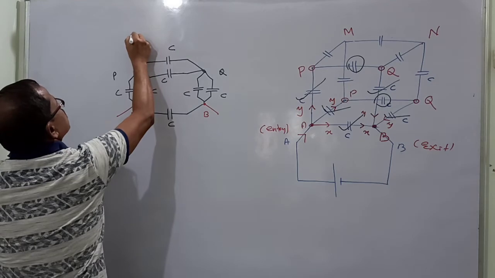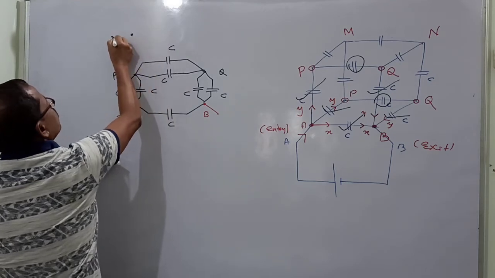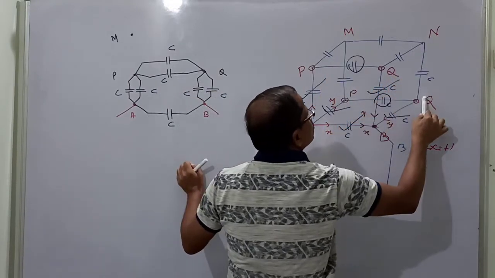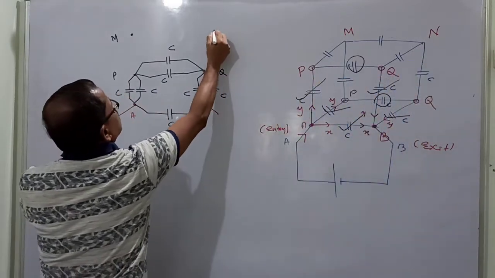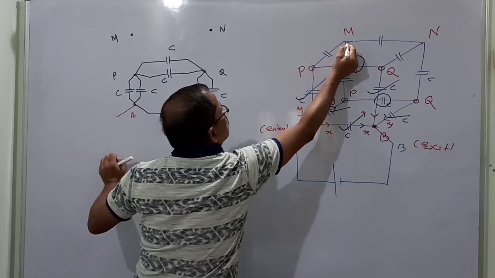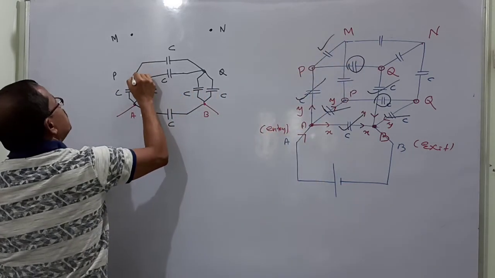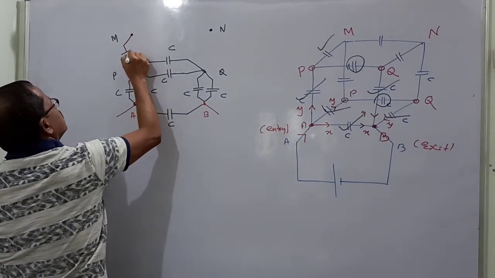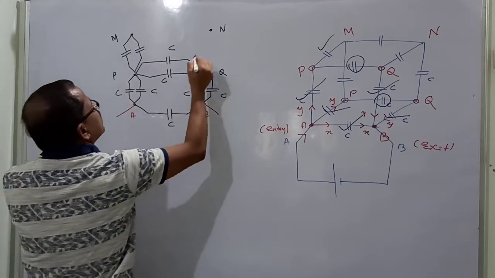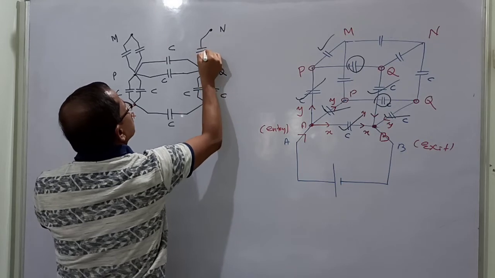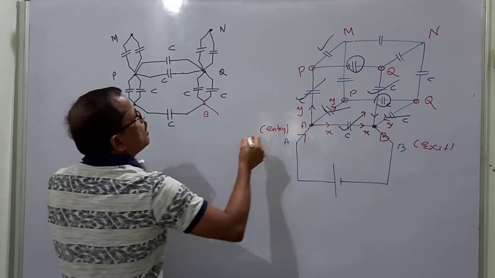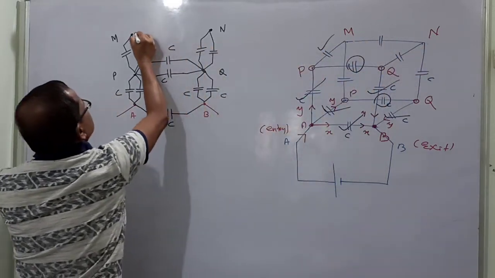This is a point, this is point M. This N is close to P, and this N is close to Q. So now give another point here, which is equal to N. From P to M, connect this one. Then again similarly, M to N, one capacitor.